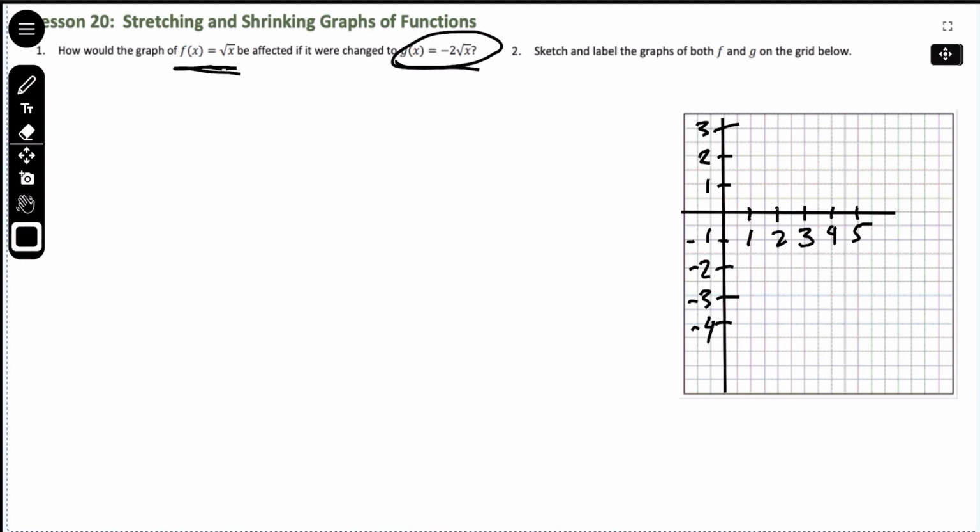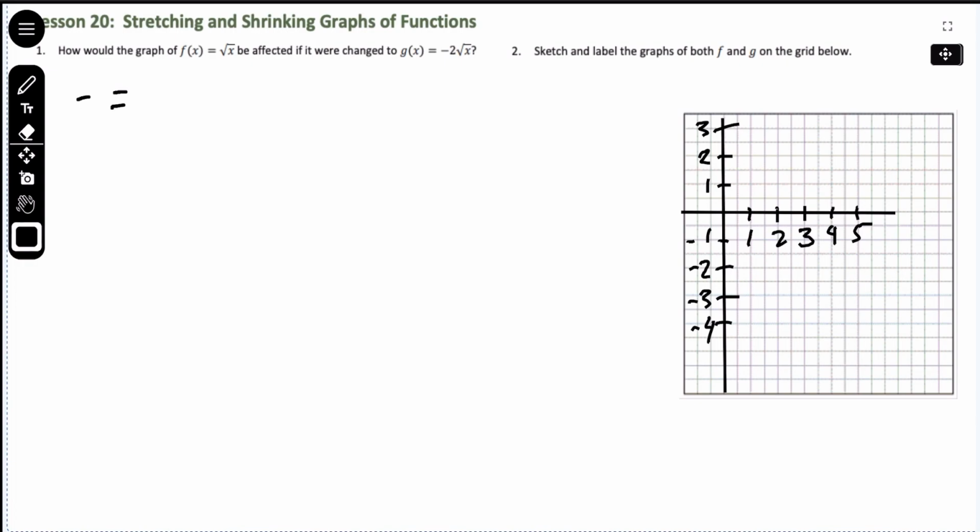Except we're changing it in g of x by a factor of negative 2. Okay, so what you need to think about is, how does that affect the graph? What is going on when we have a negative 2 in front of our parent function? Okay, that's our only difference, that negative 2. The negative is going to reflect the whole graph over the x-axis.